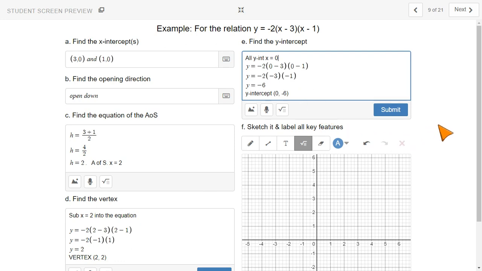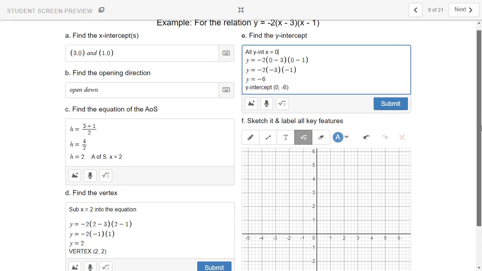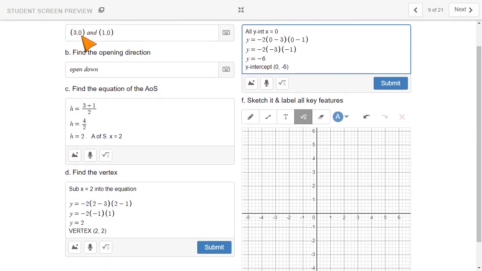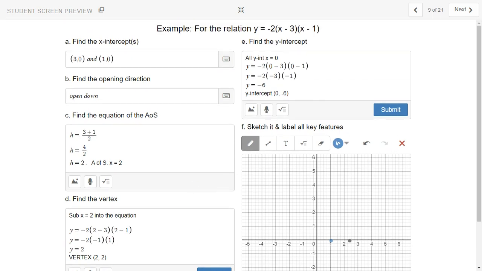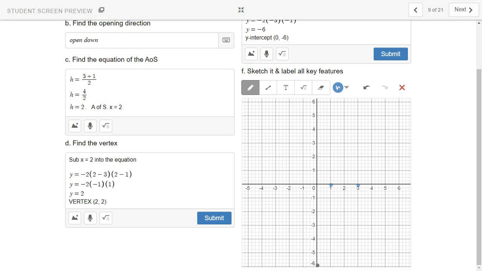We're going to sketch it onto the graph and label it with all the key features. Now, when we're sketching, it doesn't mean that it has to be perfect. We just want a rough location of where things are. Okay, so 1, 0, and 3, 0. We know that this graph opens down. The y-intercept is at negative 6, and the vertex is at 2, 2. Now, since this is our y-intercept, I know that on the other side here, we're going to have a point that's the mirror image.